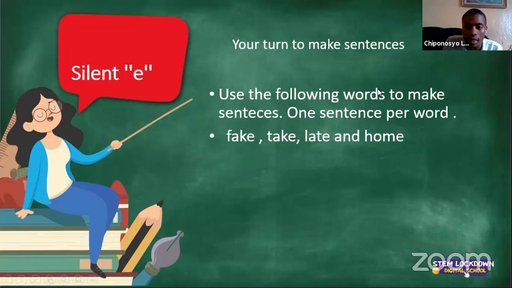Now on the next one, here are the words that you must make sentences with. I will need only one person per word, one sentence per word. So the words that we're going to use are fake, take, late, and home.